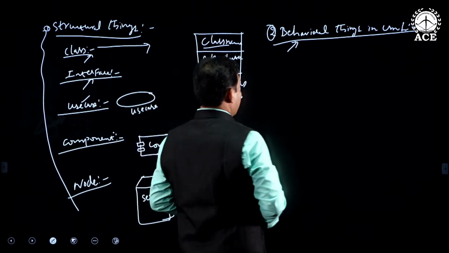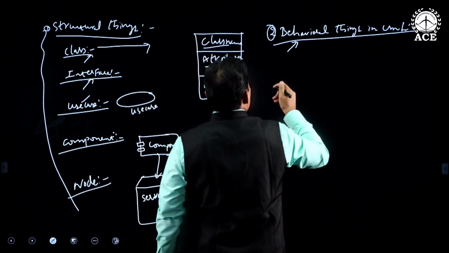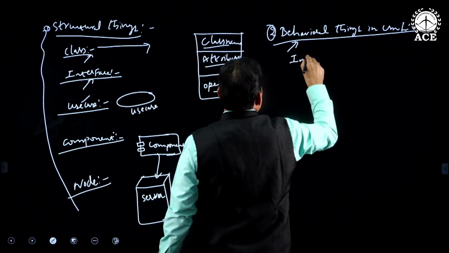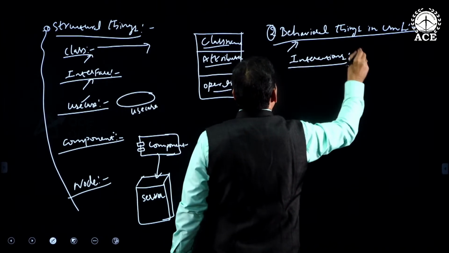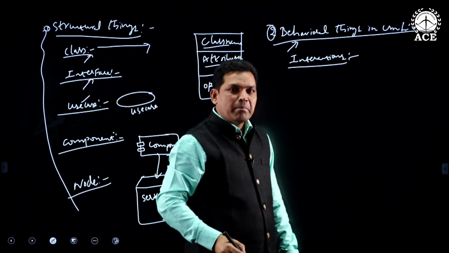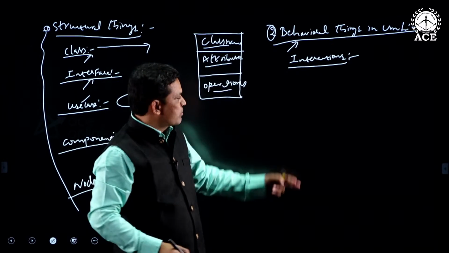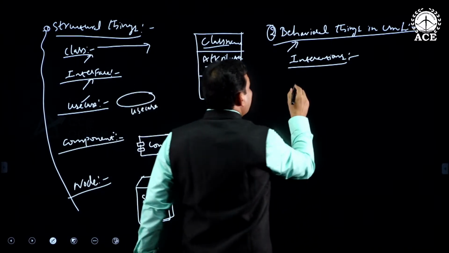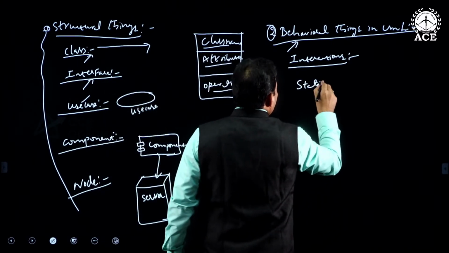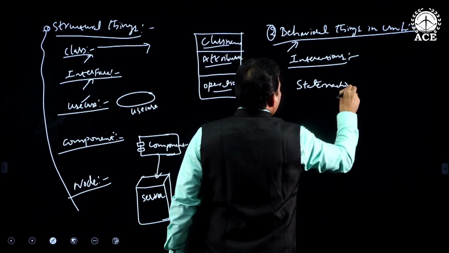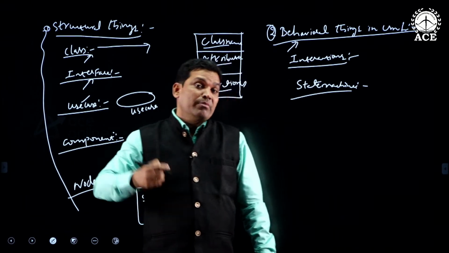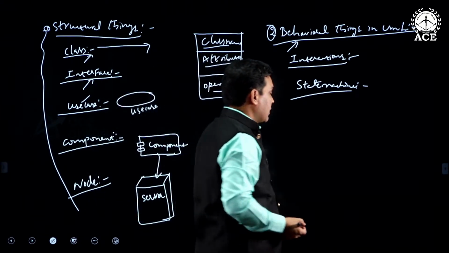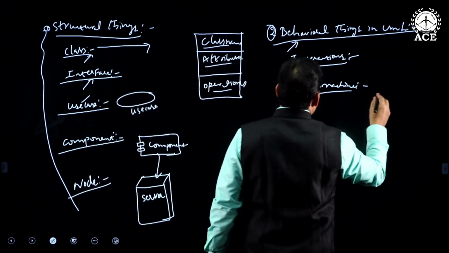So what are the things which come under behavioral things here? Interactions among objects, right? Dispatching of messages among objects, all this comes under interactions. And state machine is also a behavioral thing. A state machine consists of various states; when some event occurs on a particular state, the behavior changes from one state to another state.